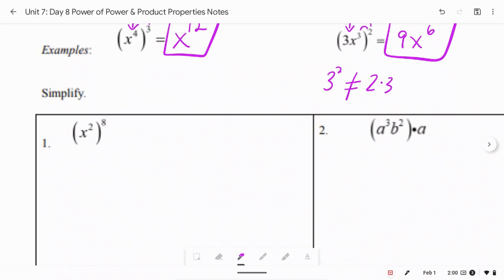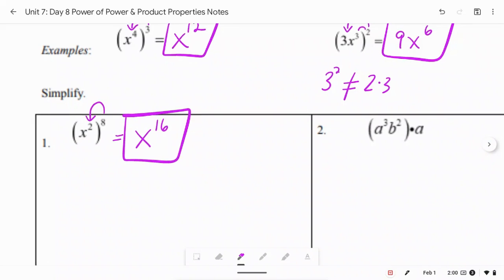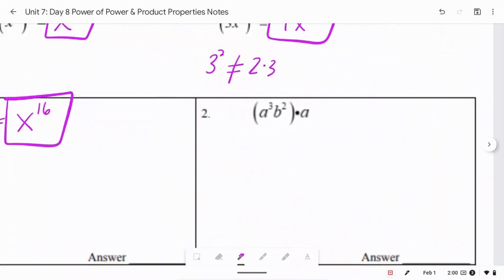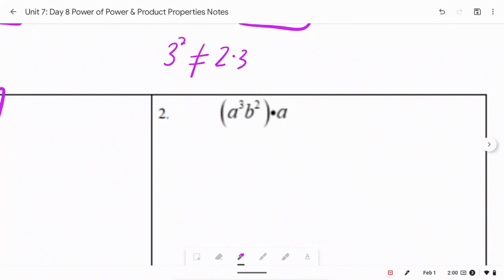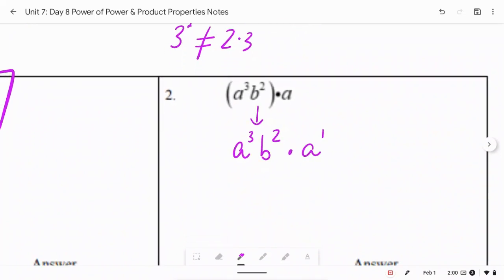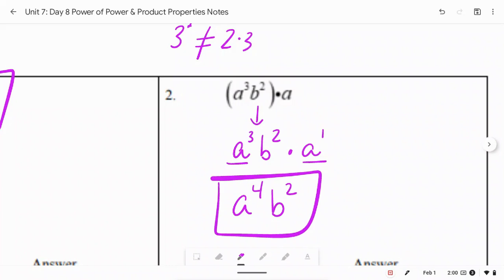So in example 1, there's no coefficients, so I don't have to worry about that. I'm just going to multiply the exponents. So 2 times 8 gives me x to the 16th power. For example 2, this one does not have any exponents outside of the parentheses. So if it doesn't have an exponent, you just keep them the same. So keep this as a to the third, b to the second, times a to the first. And now it's a multiplication problem. So remember, with multiplication, you have to add the exponents. So you would get a to the 4th power, and then just bring down the b to the 2nd power. Final answer.